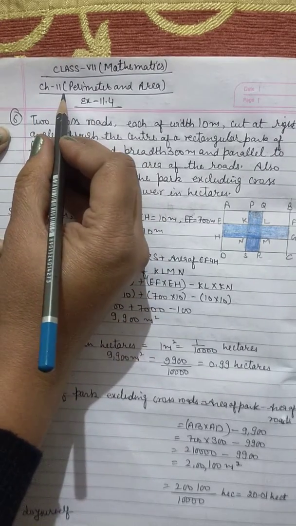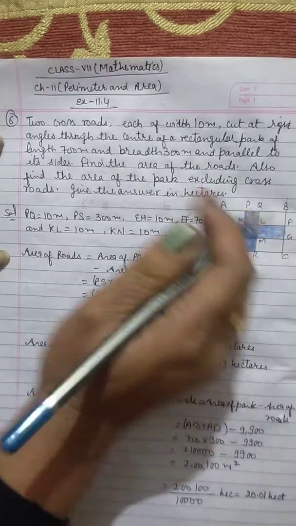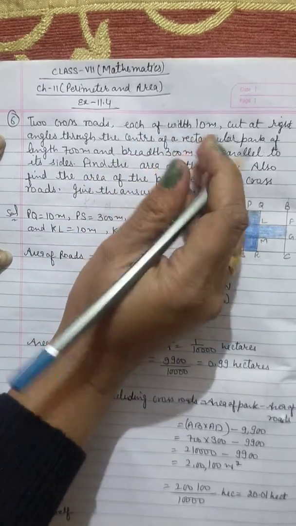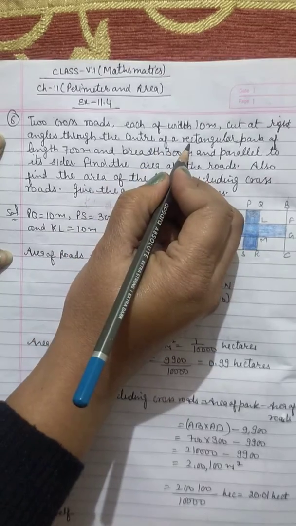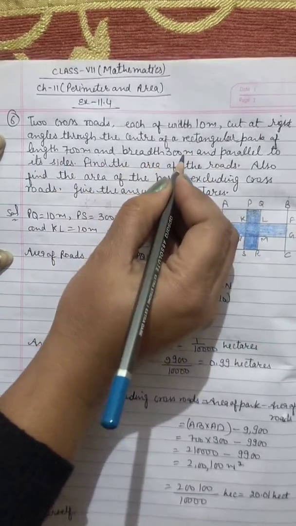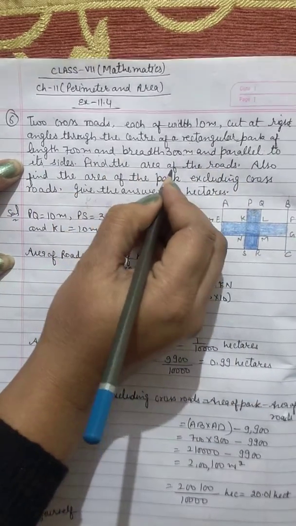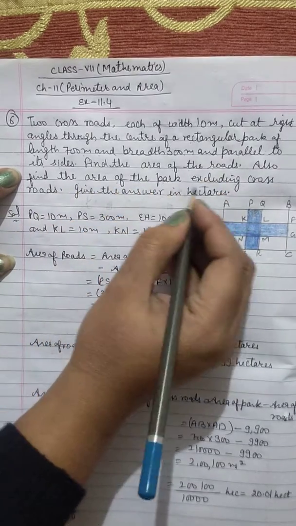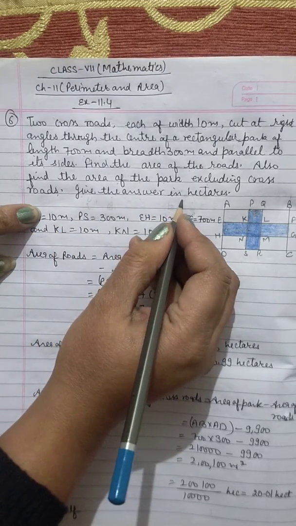Exercise 11.4 of chapter 11, perimeter and area of class 7. Here in question number 6, two crossroads, each of width 10 meter, cut at right angles through the center of the rectangular park of length 700 meter and breadth 300 meter and parallel to its sides. Find the area of the two roads. Also find the area of the park excluding crossroads. Give the answer in hectares.